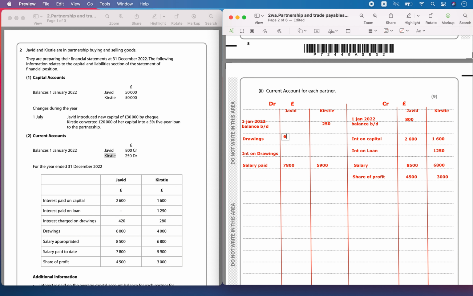Let's include the drawings. The drawings they had made were 6,000 and 4,000 each. So 6,000 and 4,000, and the interest on drawings will be 420 and 280. This is the interest charged to the partner for the drawings.